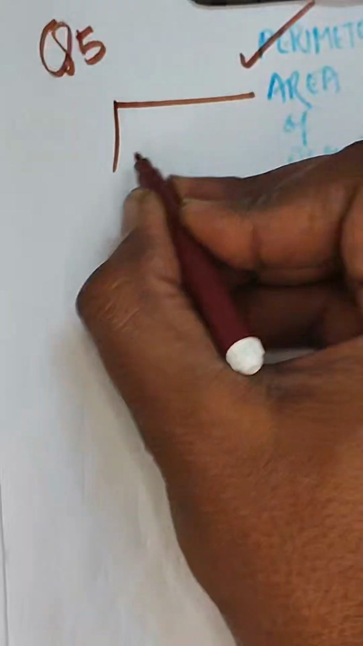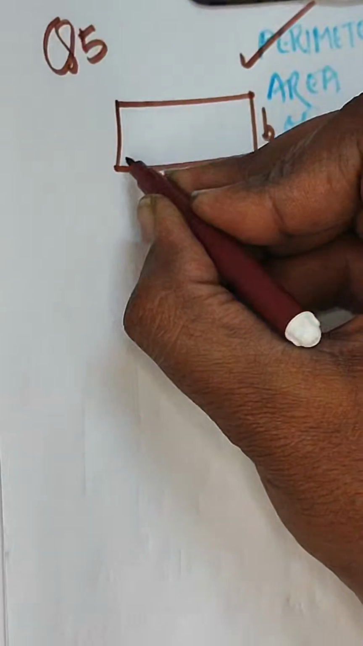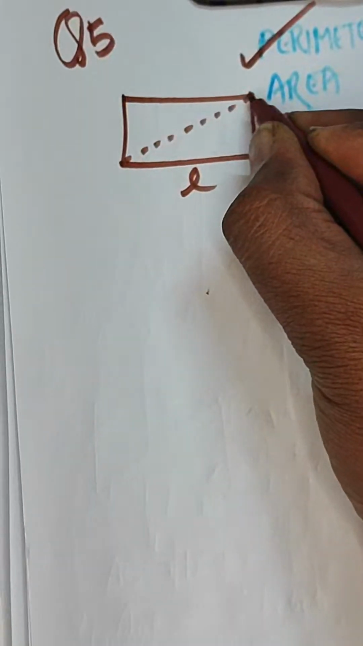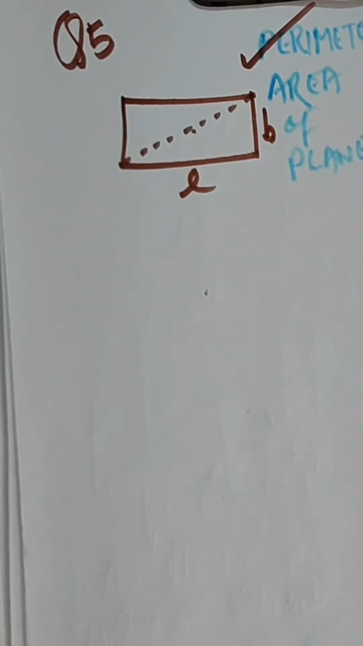Yes, if a rectangle is given to you, length and breadth, this is the maximum length which can be put inside it. This is the diagonal of this rectangle, right? And again, one more question was there. That was a good question.